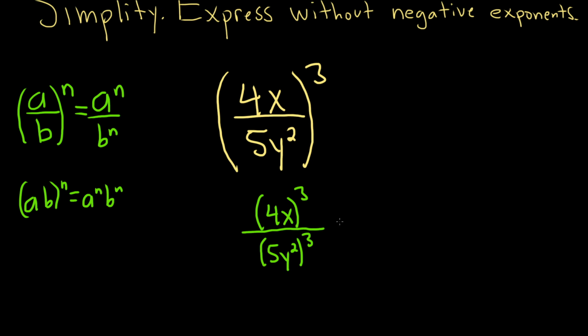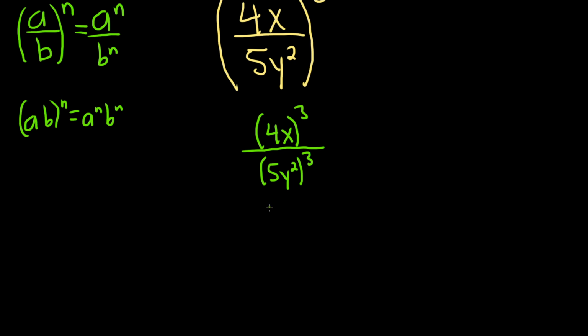So in this case here, it'll be 4 cubed, x cubed, over 5 cubed, and here's where it gets tricky, it'll be y squared cubed. Now, I'm really tempted to skip steps. You're allowed to skip steps. Like, if you know the next rule, you can do it, right? The next rule says you multiply the 3 and the 2, but I'm purposely showing all of the steps.